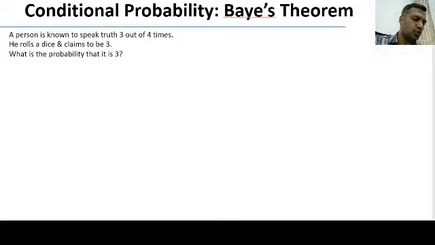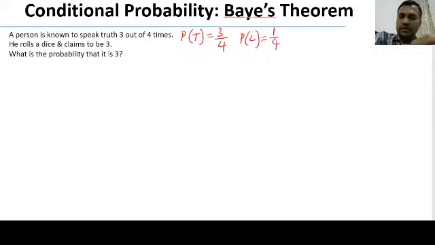A person is known to speak truth 3 out of 4 times, right? What is the probability of the person speaking the truth? If I say the first statement, the probability of speaking the truth is 3 by 4. What is the probability of lying? Probability of lying is 1 by 4. That's it, because whenever you are asked a question, either you are telling the truth or you are not telling the truth. Not telling the truth is a lie. All right, that's nothing but 1 by 4.